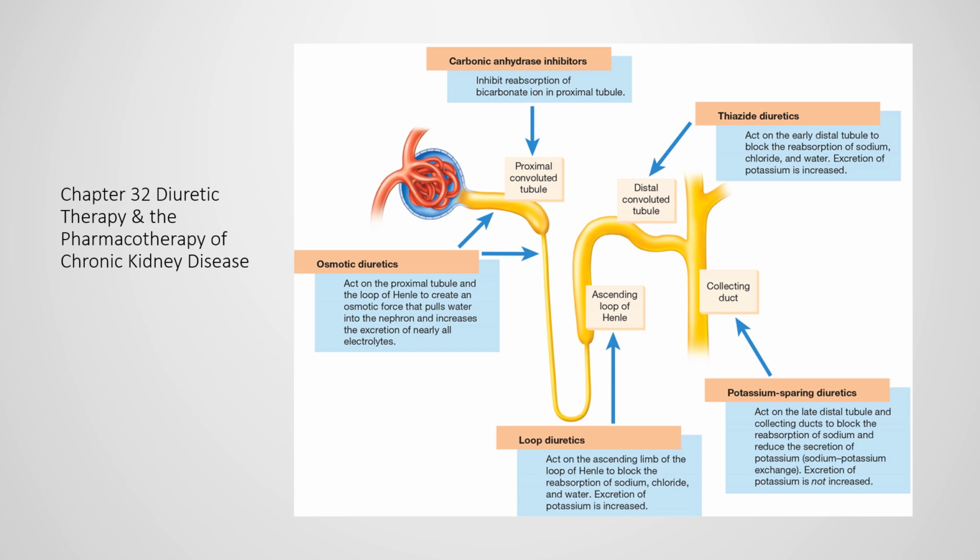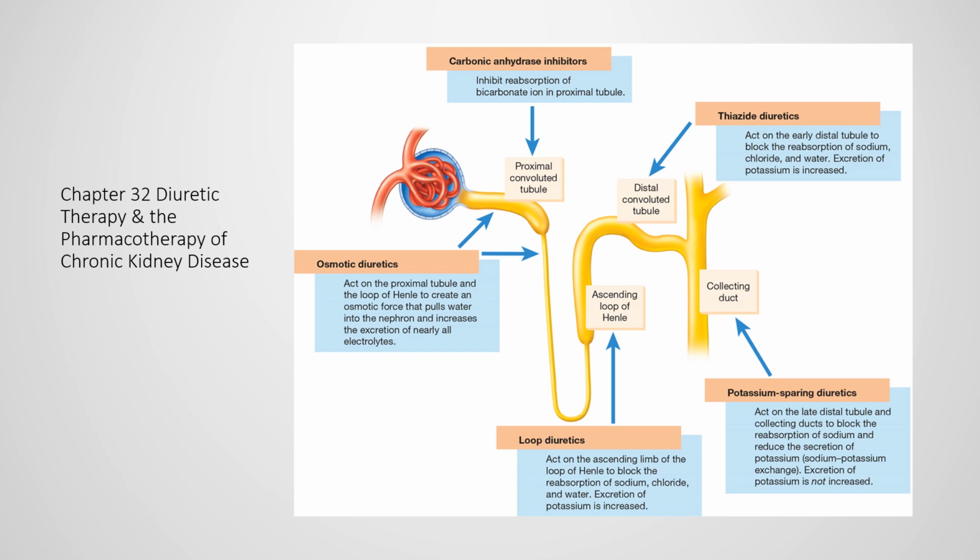So the carbonic anhydrase inhibitors, okay, the drug we're going to talk about in that group is acetazolamide. Don't worry, we'll get back to it. Osmotic diuretic, the main one in that group will be mannitol. And again, we'll talk about both of these. They're a very powerful diuretic, each one of them.